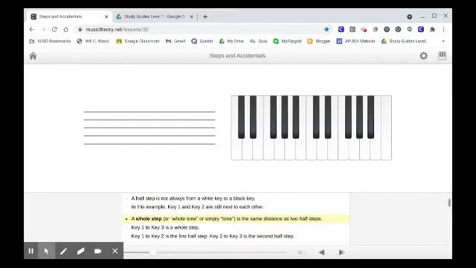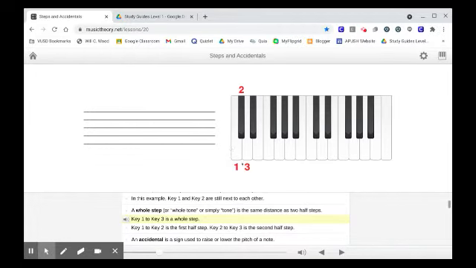So a whole step, or a whole tone, or simply tone, is the same distance as two half steps. So, for example, key 1 to key 3 would be considered a whole step. You would go from this key, not to that one, but to the next one. So not to the very next one, but the one after that. And the distance between that would be considered a whole step.